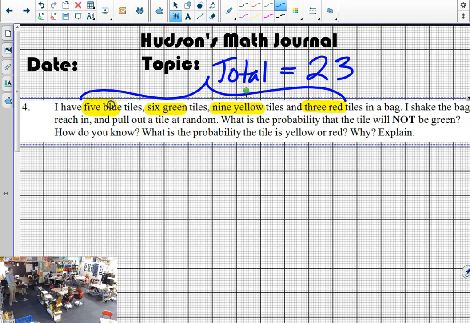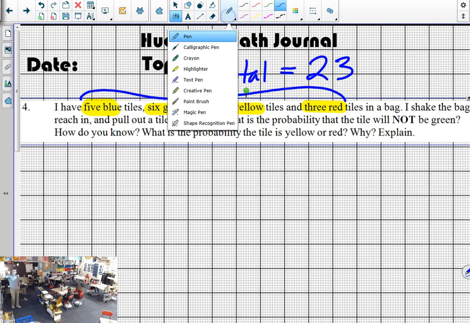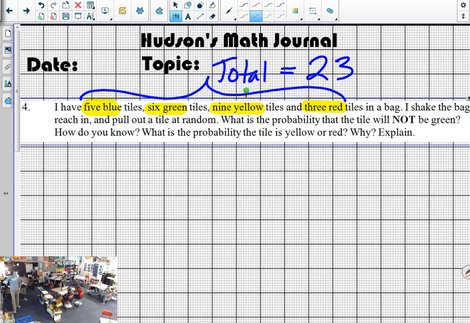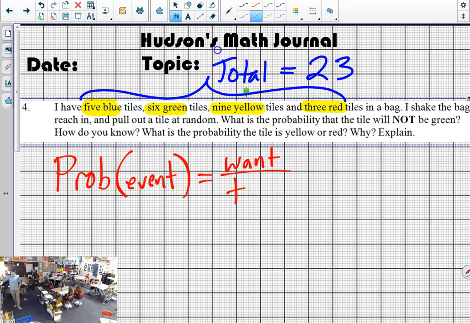And they asked for, what is the probability this tile will not be green? And I know there are 17 in green. So I just took 17 and 23.